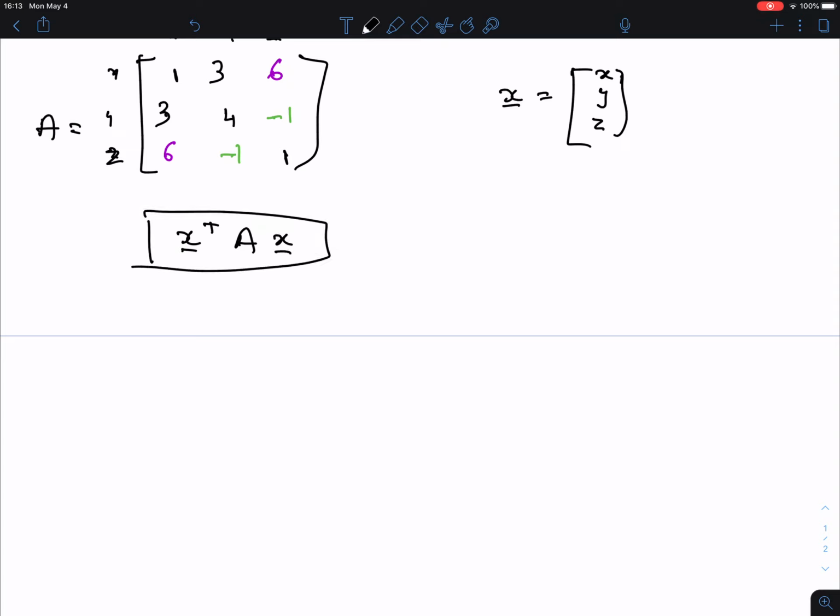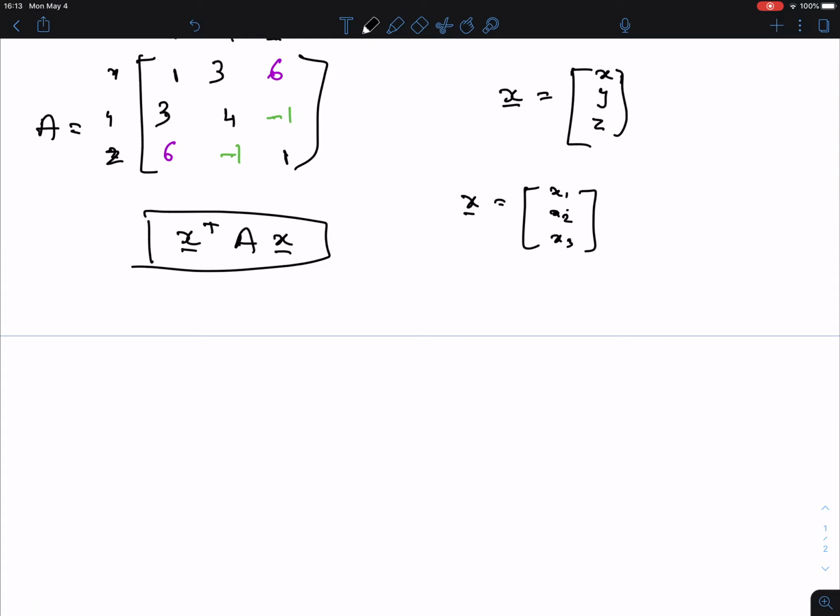So x is a bunch of variables. Sometimes we might write x1, x2, x3. Sometimes we write x, y, z. Depends a little bit on what we want to do. Okay, so that's the first thing. So that's what a quadratic form is.